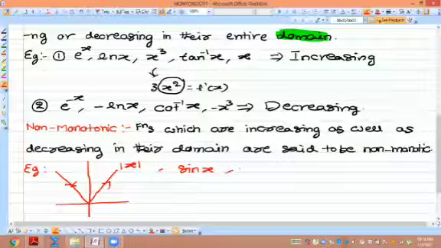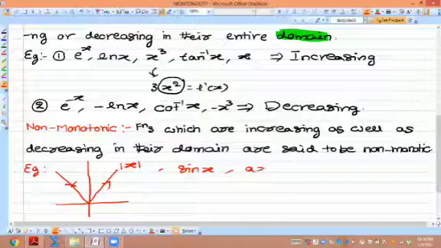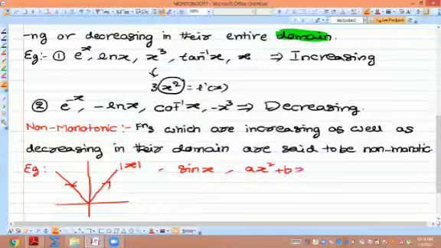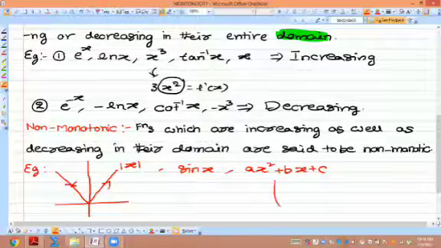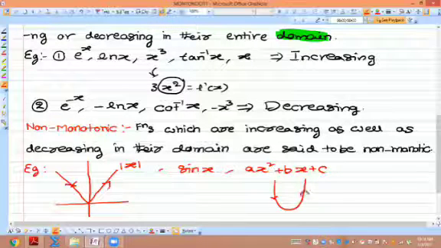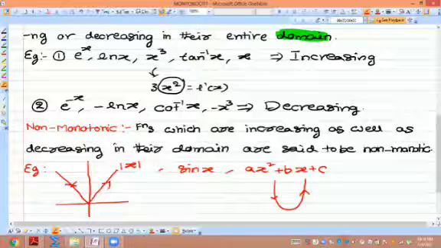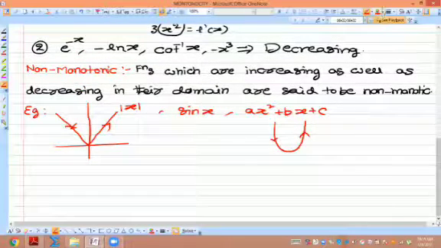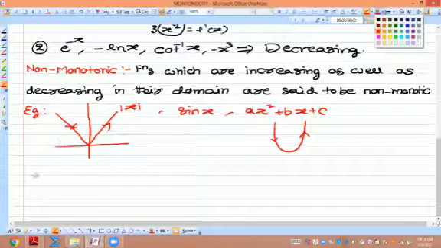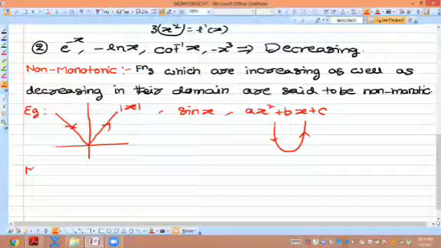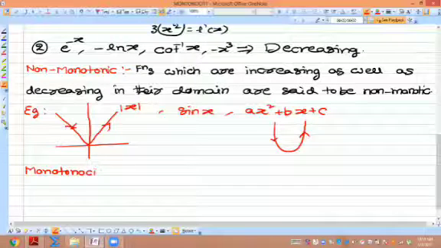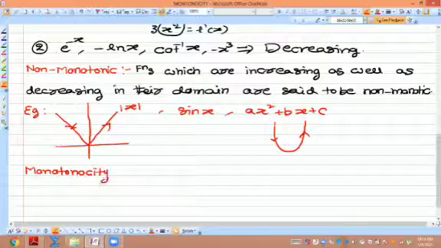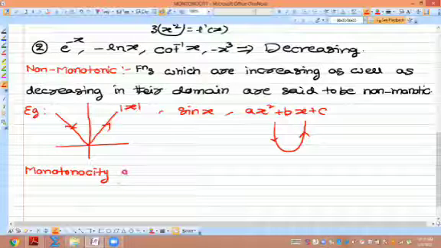What is the other example? Quadratic equation. Any quadratic equation we can take. Because what is the shape of a quadratic equation? Parabola. Parabola means it will be decreasing, after that increasing. So definitely this will also be non-monotonic. Okay, clear, everyone? Anyone have doubt? Clear, sir. Okay.